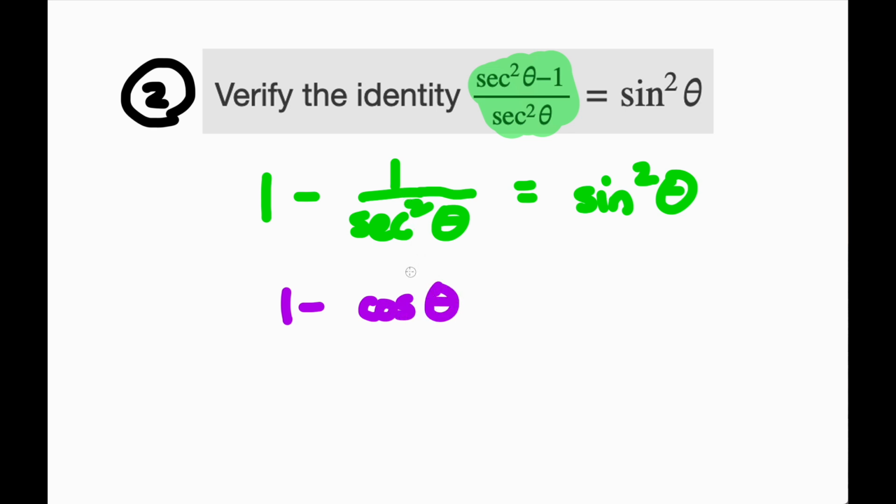But since it's squared, it's 1 over cosine squared. This was covered in a previous class, but you should note that 1 over cosine is equal to secant. Okay, 1 over cosine theta is equal to secant theta. All right, equals sine squared theta. All right, from here, we're going to use our Pythagorean identity.